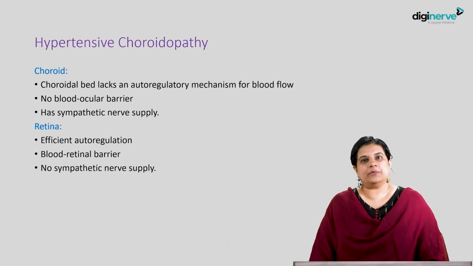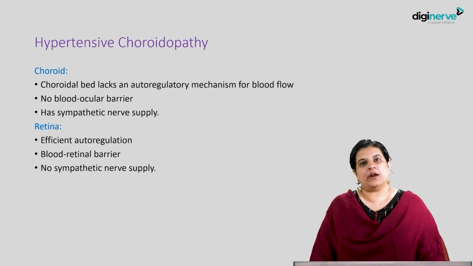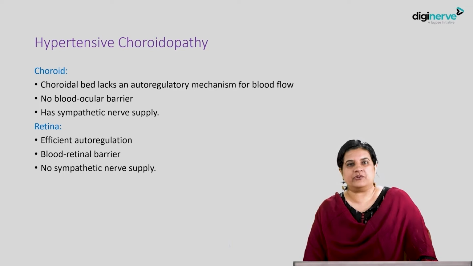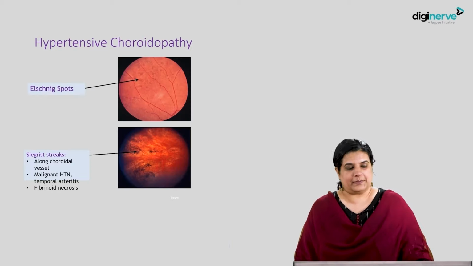Coming over to hypertensive choroidopathy, we know that the choroidal bed lacks the autoregulatory mechanism for blood flow. Unlike the retinal bed, there is no blood ocular barrier at this point, and it has a sympathetic nerve supply. The retina, on the other hand, has a very efficient autoregulatory mechanism. It has a blood retinal barrier and no sympathetic nerve supply.